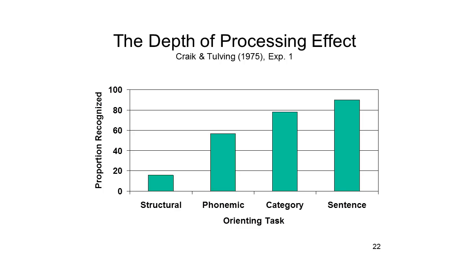In Craik's interpretation, each of these orienting tasks requires a different kind of processing at the time of encoding. The orthographic and phonemic tasks require only shallow processing, not much processing at all, while the semantic and sentence tasks require deeper processing. And the idea here is that the deeper the processing, the better the memory.